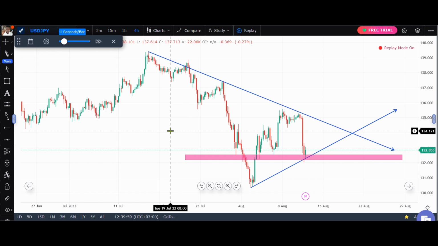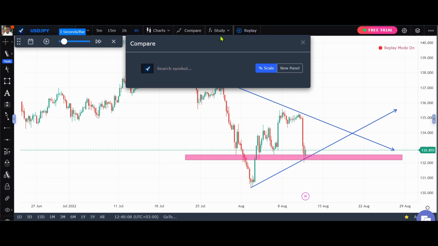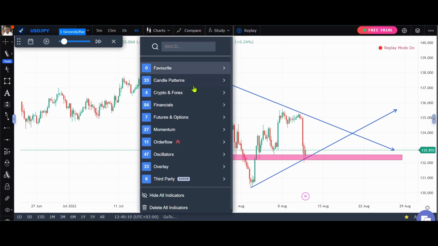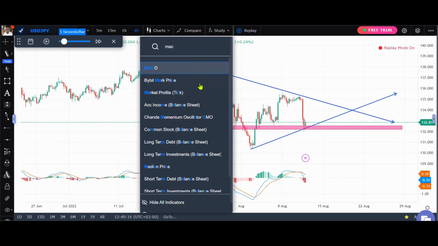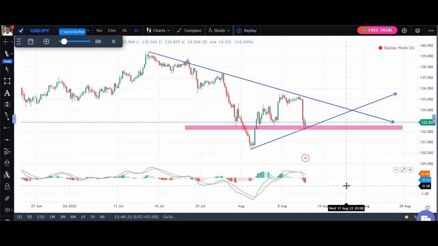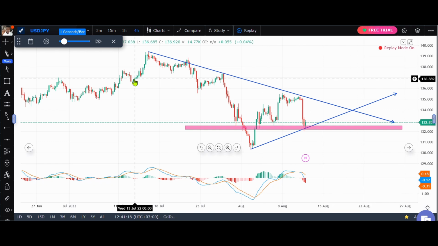Now let's go ahead and add the MACD. We will use the default setting. Now, the MACD indicator is one of the simplest and most effective momentum indicators. Trading the MACD double divergence, if done correctly, can provide you with a real edge in the market.